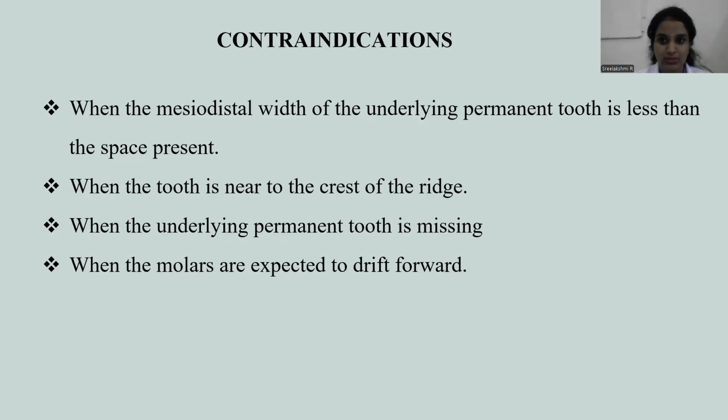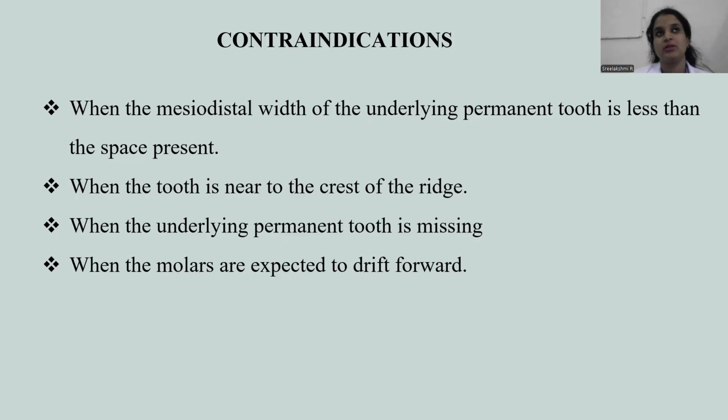When the tooth is near the crest of the ridge, usually the tooth will be erupting after two-thirds root completion. That is usually the last 2 stages of 8. In such cases, if you are giving the space maintainer when the tooth has already reached the crest of the ridge, it's actually useless. There is no use in giving space maintenance in such patients. And we can also avoid giving space maintenance when the underlying permanent tooth is missing.